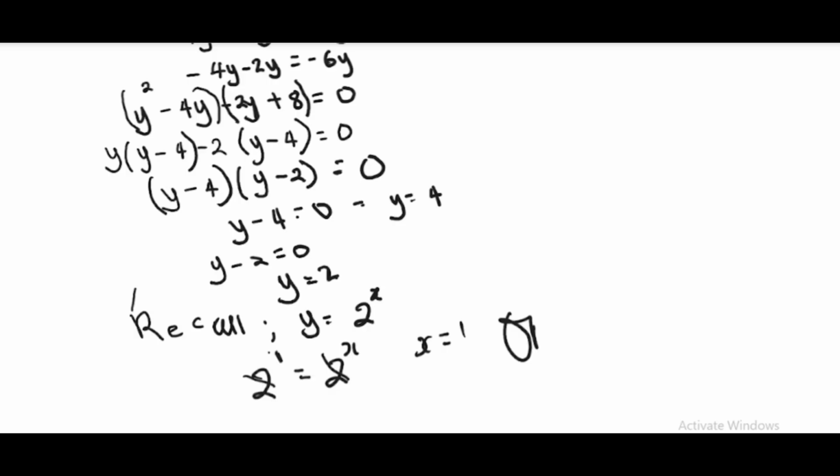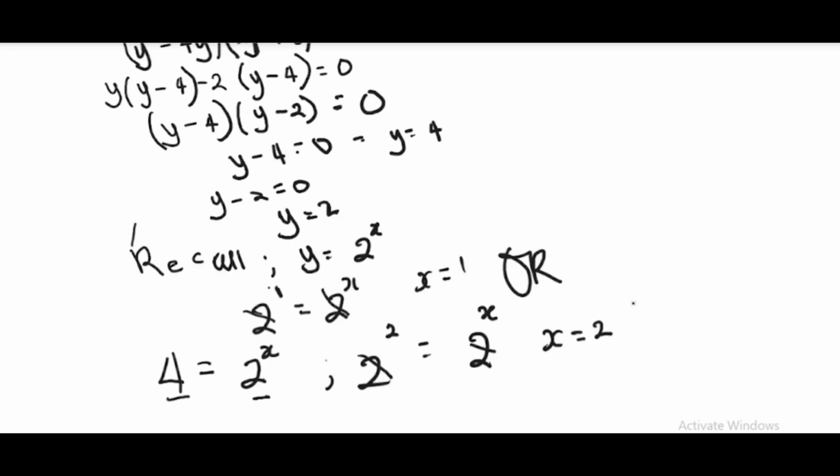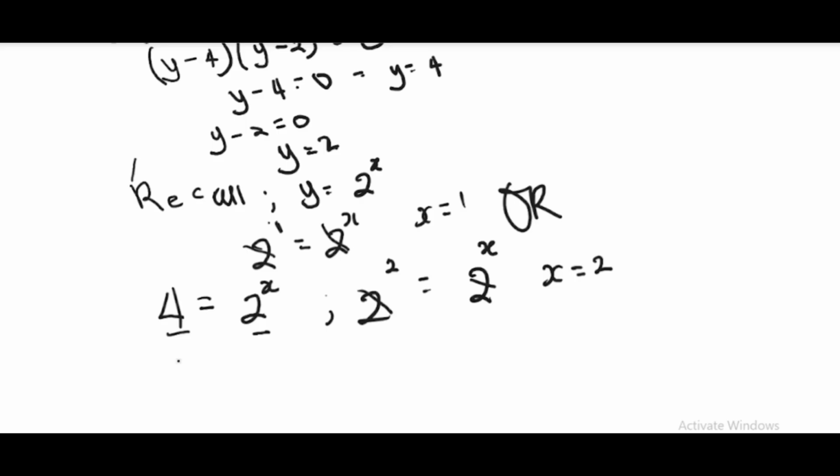Or if y is equal to 4, we will have 4 equal to 2 raised to the power of x. Expressing them in the same base, we will have that 2 raised to the power of 2 is equal to 2 raised to the power of x. So the bases can cancel out, and then we pick the powers. So x is equal to 2. So what are the two values of x? Therefore, x is 1 or 2.